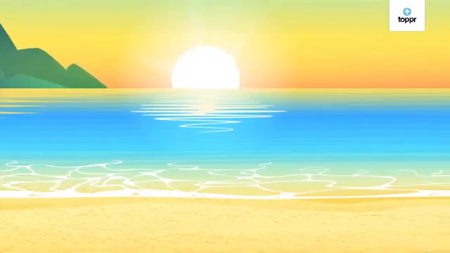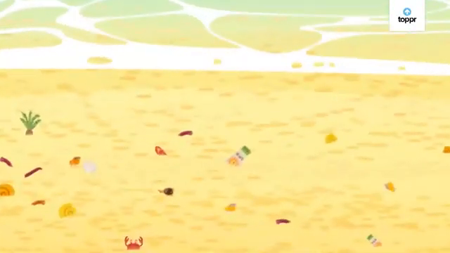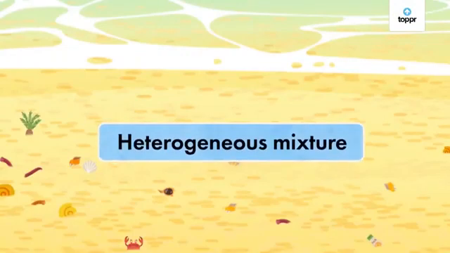Hey, what about the sand we were talking about earlier? What kind of mixture would you classify sand into? Well, sand has physically distinct components and is therefore a heterogeneous mixture. Now, what if I ask you to identify mixtures around us as homogeneous and heterogeneous? Let's try out some examples.